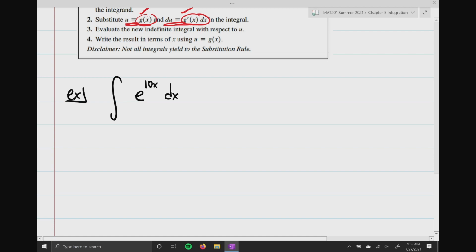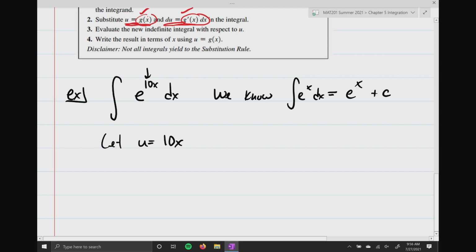So what we're going to do is we know on the surface the integral of e to the x dx equals e to the x plus some arbitrary constant. Now, the problem is we don't have e to the x. We have e to the 10x. We have this 10 out front. So what we're going to do is we're going to let u equal 10x. And then du is going to equal 10 dx.